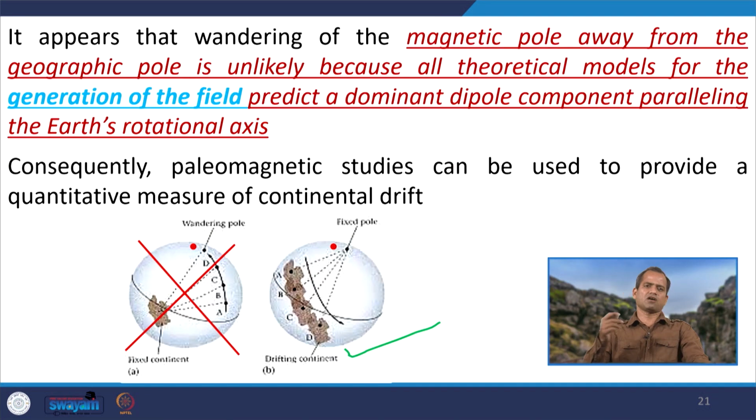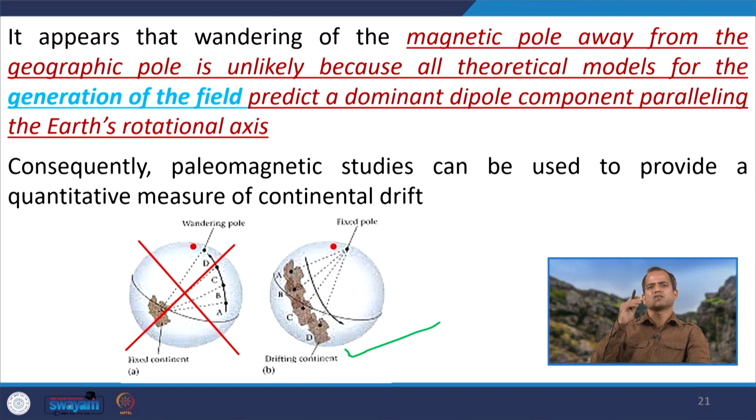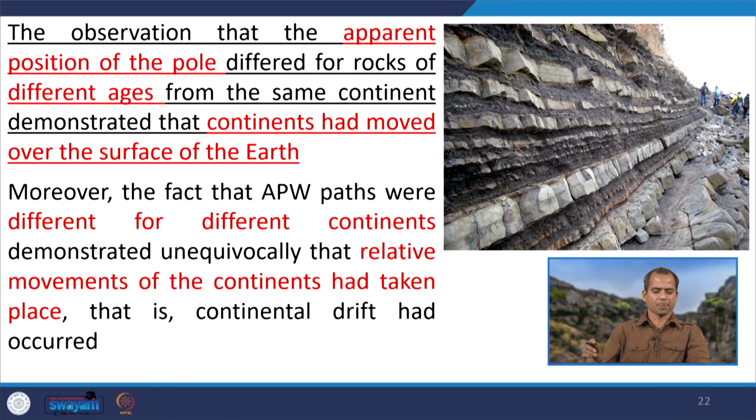So, the other option is that the sampling site has changed, that means the continents have moved. Consequently, the paleomagnetic study can be used to provide a quantitative measurement of continental drift. It is not that the continent was fixed and the pole has moved. Now the pole is fixed and the continents have moved. So, this is the correct one.